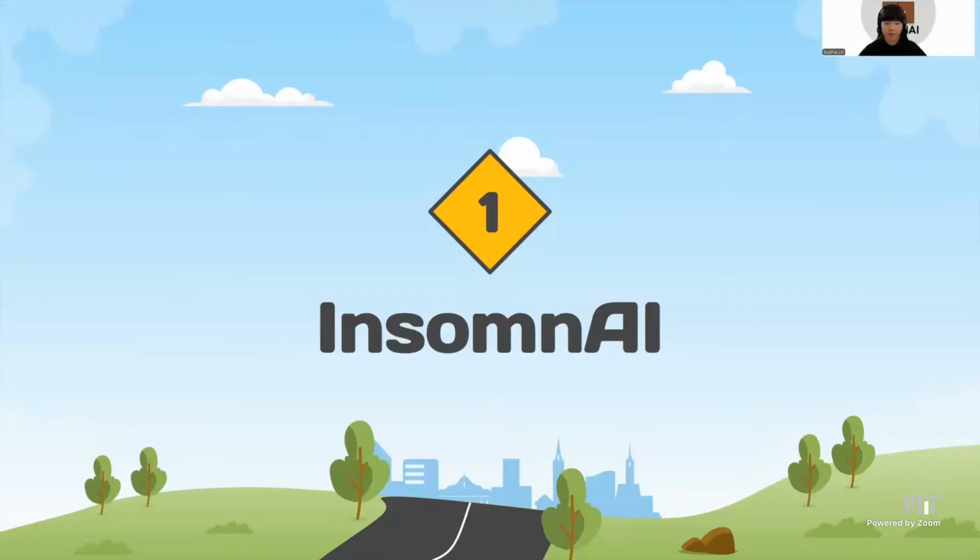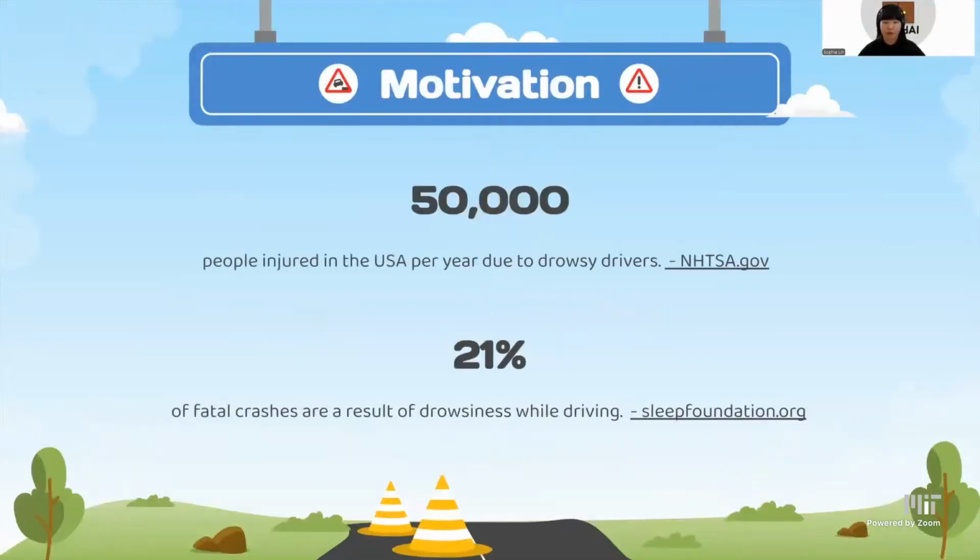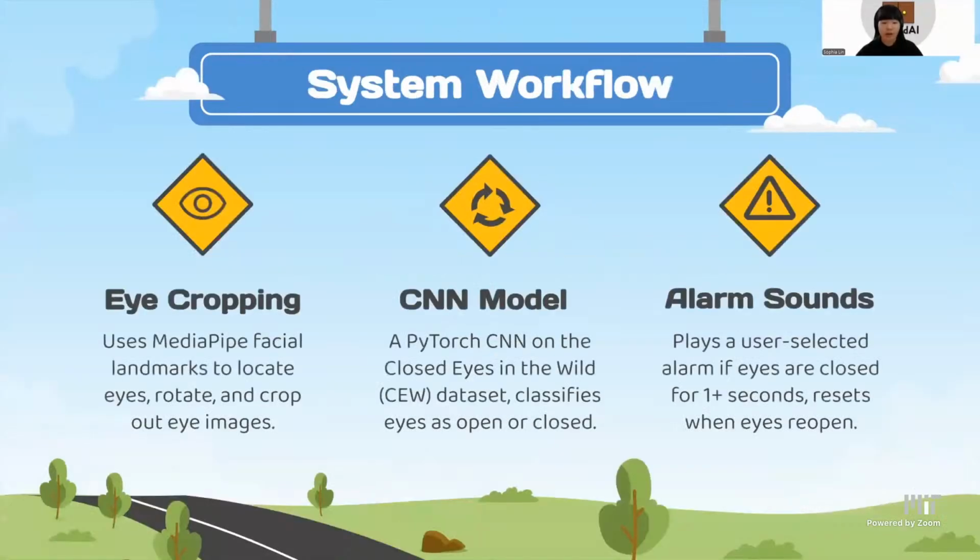Introducing Insomnia. Every year, around 50,000 people in the United States are injured due to drowsy driving. What's even more alarming is that 21% of fatal crashes are a result of drowsiness while driving. These numbers highlight a serious issue, and we're here to help resolve it. Our system workflow uses eye cropping and a convolutional neural network, which is often used in image recognition, to set off alarms when drivers appear to be dozing.